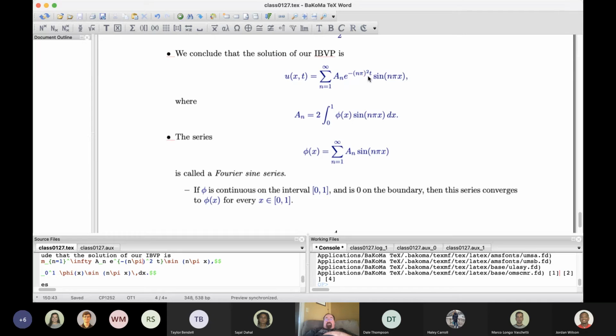What happens as t increases? Well, here we have a decaying exponential. So this factor is going to go to 0 rapidly as t increases, especially for larger n. Also, as we look at the terms of the series, n equals 1, 2, 3, and so on, these terms are going to get pretty small as n gets larger. So in fact, what you could do to get a decent approximation of a solution is just look at the term for n equals 1.